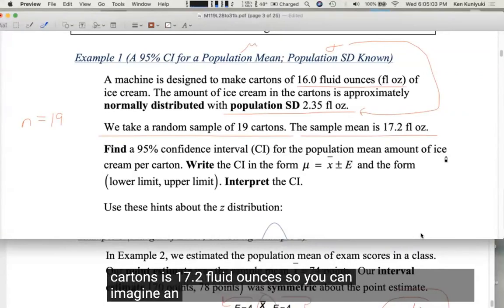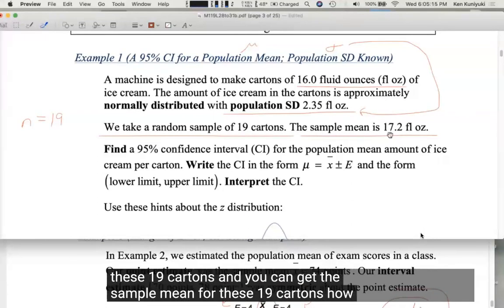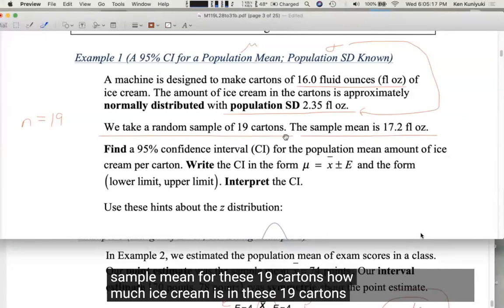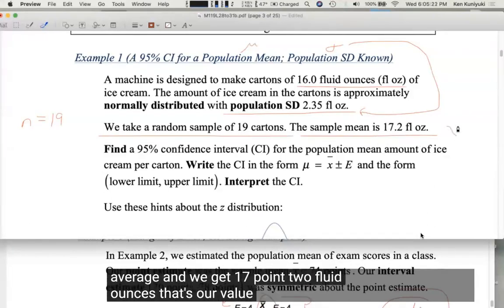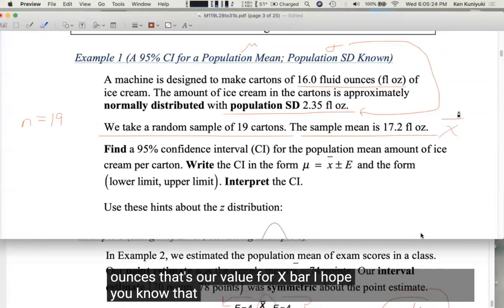So you can imagine an Excel spreadsheet with 19 entries where they input how much ice cream is in each carton, and you can get the sample mean for these 19 cartons. How much ice cream is in these 19 cartons on average, and we get 17.2 fluid ounces. That's our value for X bar. I hope you know that.